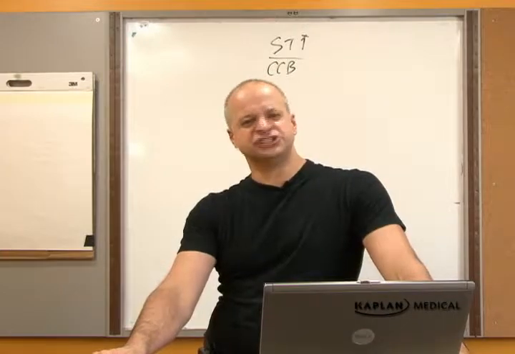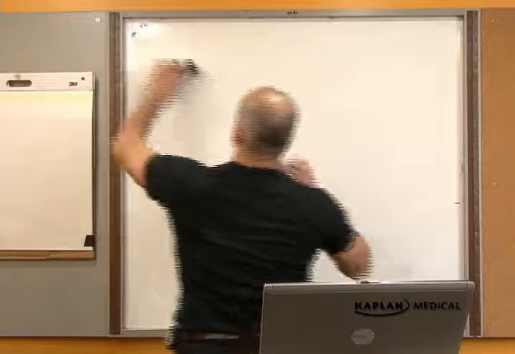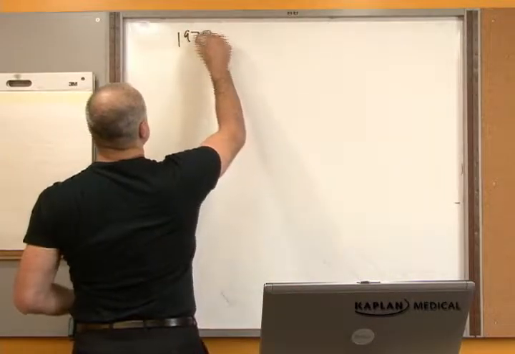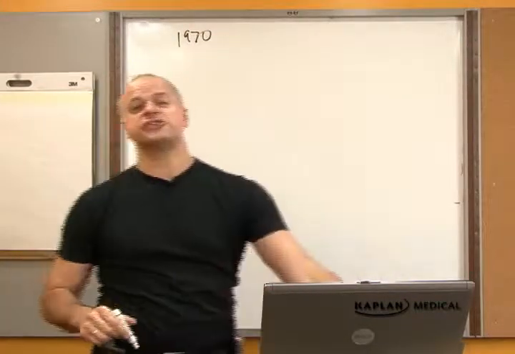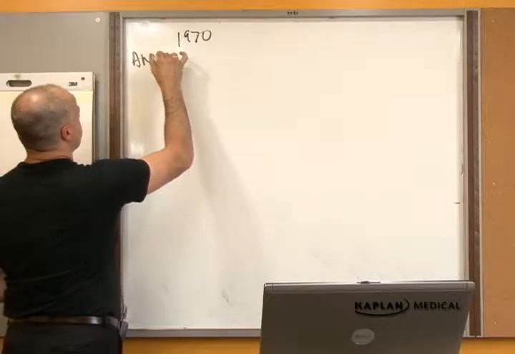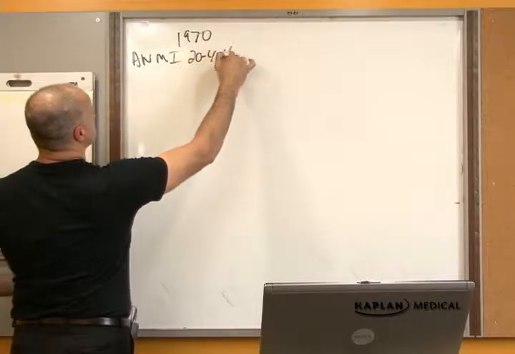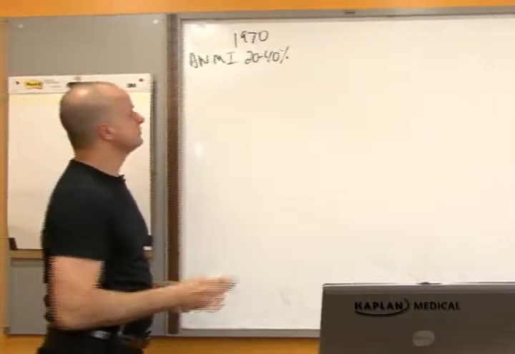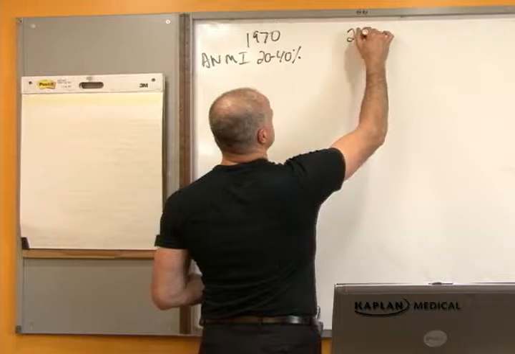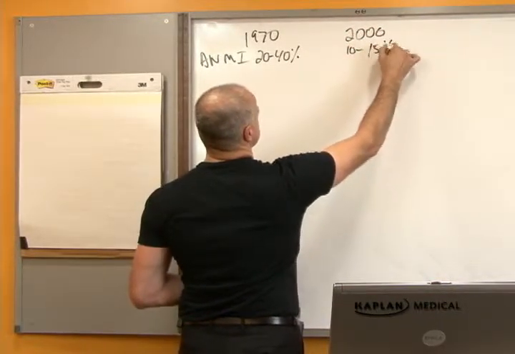Our next section is congestive heart failure. Now, in 1970, the mortality on an anterior wall myocardial infarction was 20 to 40% of the year. That same myocardial infarction in the year 2000 was 10 to 15% of the year or less.